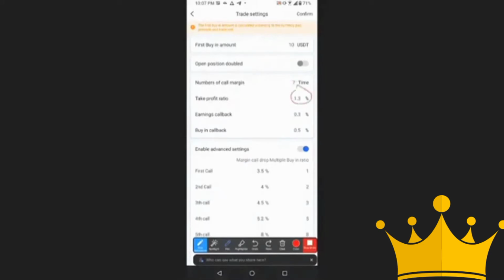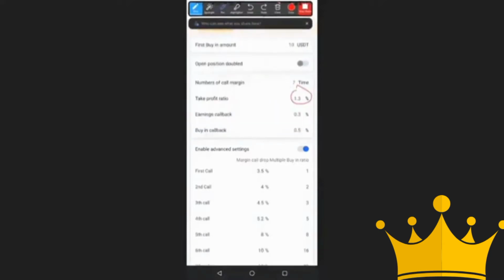Now let's say you happen to enter the market somewhere here, and the price started to go up. The minute the coin price has gone up by 1.3%, the bot, based on your instruction here, is already ready to take profit. But it will not take profit immediately. If the market is still pumping, the bot will still follow the price. And the minute there is a callback of 0.3%, the bot will execute to close the trade.